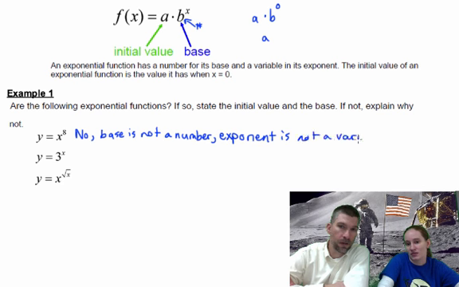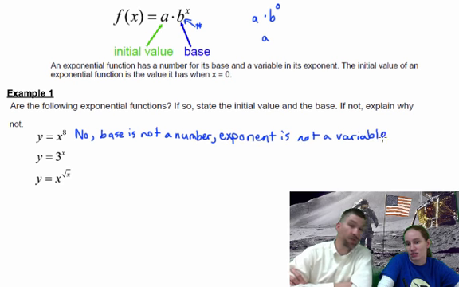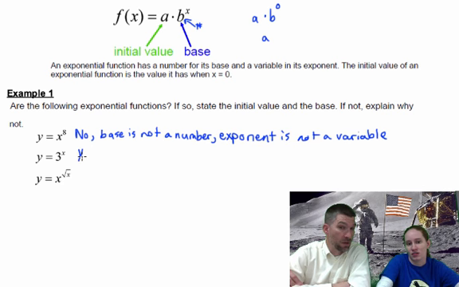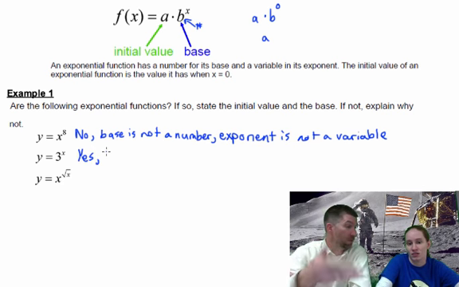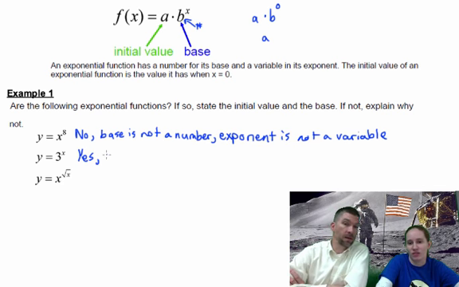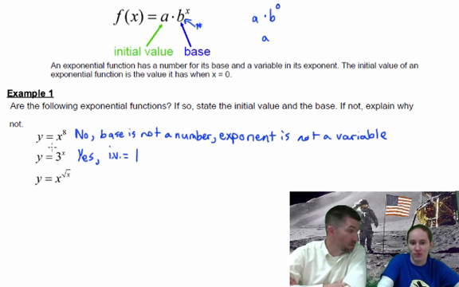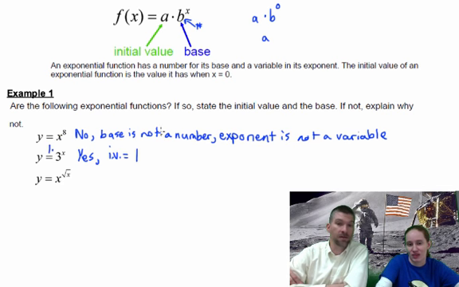All right, what about the next one? The next one would be an exponential equation because you have a base that is a number and an exponent that is a variable. By definition, that is an exponential function. What are the initial value and base? The initial value would be 1, since there's 1 times 3 to the x, and my base would be 3.